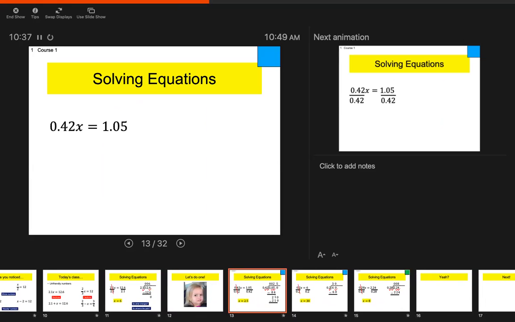Hey, where's the X, left or right? What's attached to it? How's it attached? How do we get rid of multiplication? So what are we going to divide both sides by? Richard, grab your pencil, get working. All right, we're going to divide both sides by 0.42.